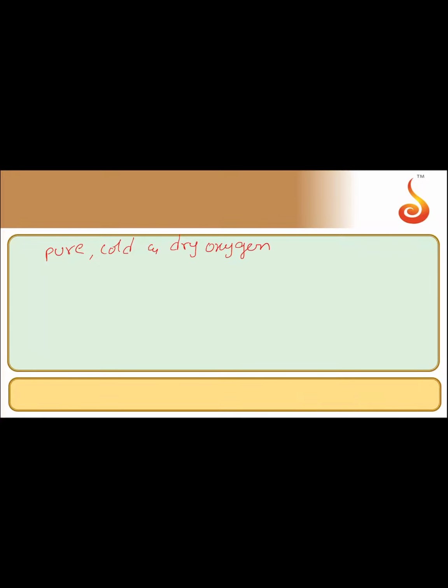Pure, cold and dry oxygen in a specially designed apparatus called ozonizer. During this reaction, conversion of O2 to ozone is 10%, and the product is called ozonized oxygen.